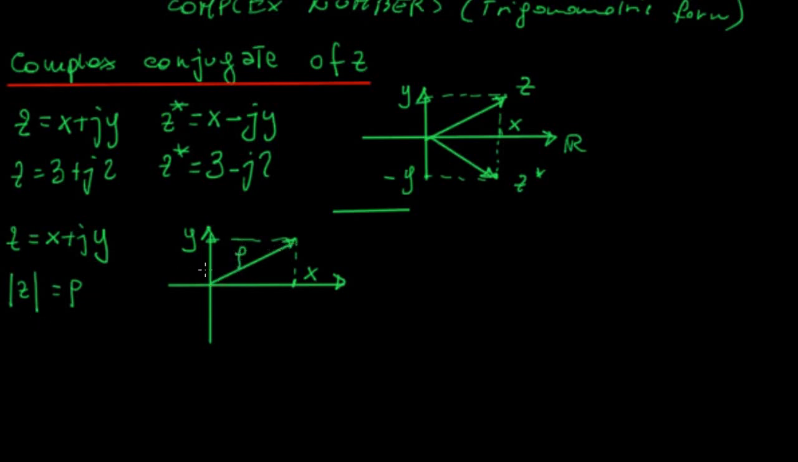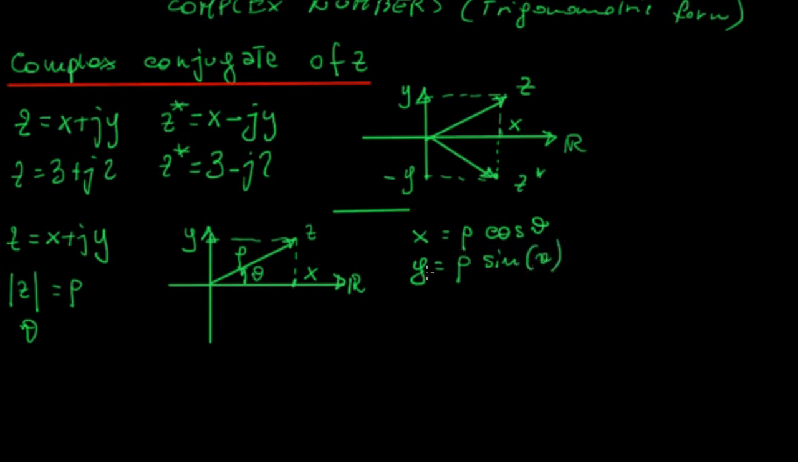And we have also introduced the notion of the argument theta, which is the angle the vector z is inclined over the real axis. Now, some basic trigonometry tells us that x, which is the real part of z, is simply given by rho times the cosine of theta, while y is simply given by rho times the sine of theta.